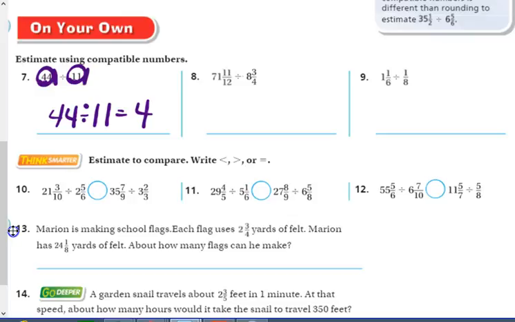All right, look at number 8. 71 and 11/12 would round to 72. And then 8 3/4, well, it's close to 8, but it's closer to 9. Either one would work, right? Because 72 divided by 9 is 8, right? So you could have an 8, or if you did, let's look, 72 divided by 8, you'd get a 9. So either one would work.